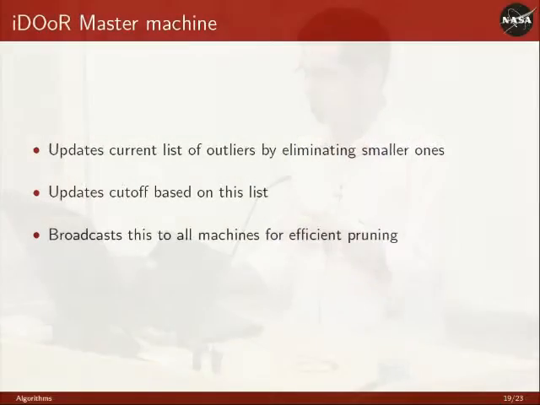And the idea is, if some points survived all the machines in the ring, then that point is a potential outlier and we have to do further processing. And that's what is done by a master machine which sits on top of everything. So here is what the master machine does: it updates the list of the current outliers.